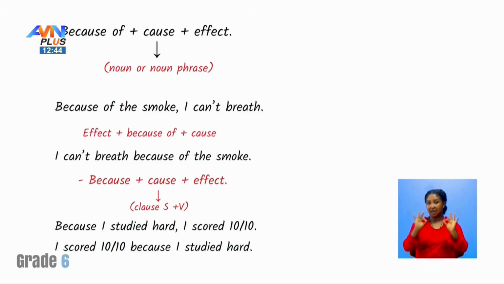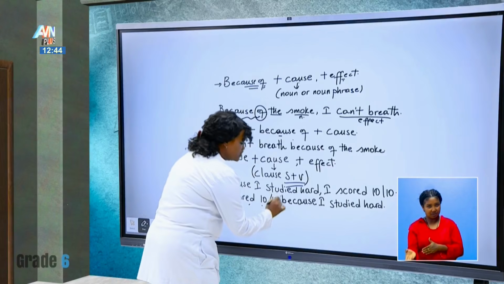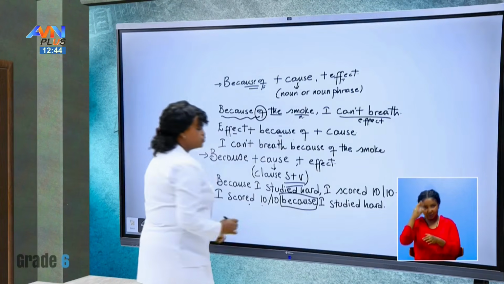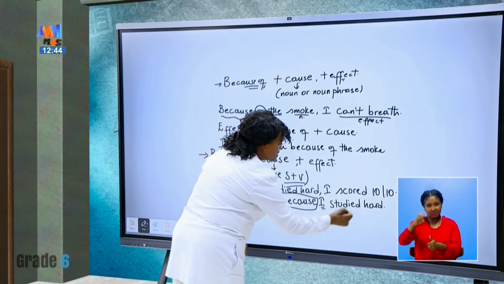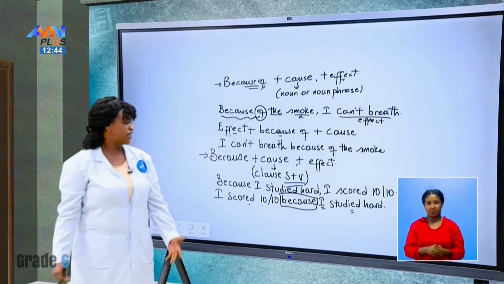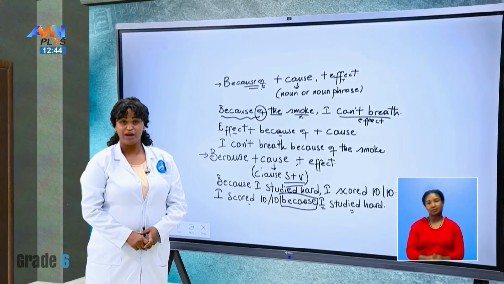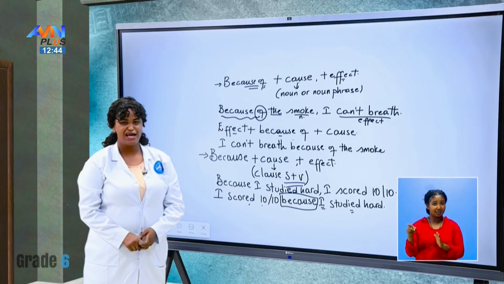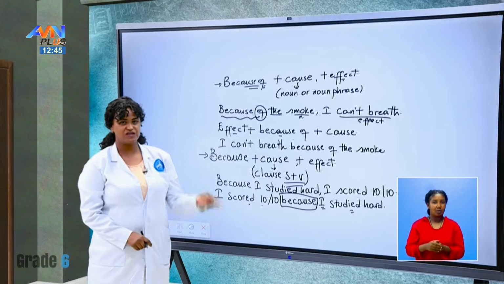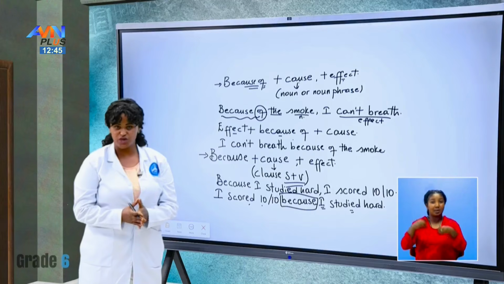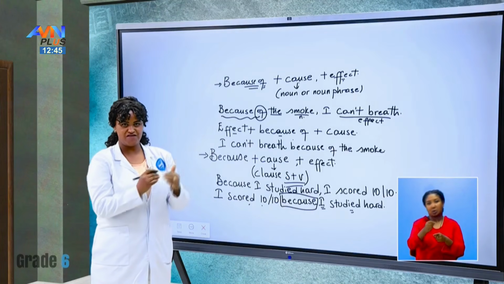Nice. This time we begin with the effect and then come up with the conjunction "because," and since we said that "because" is followed by a clause, we come up with a subject and a verb. I scored 10 out of 10 because I studied hard. Am I clear? So far we have seen how many patterns? 2 patterns. Before I go to the third one, let me give you a situation and you practice writing or making them cause and effect in order.